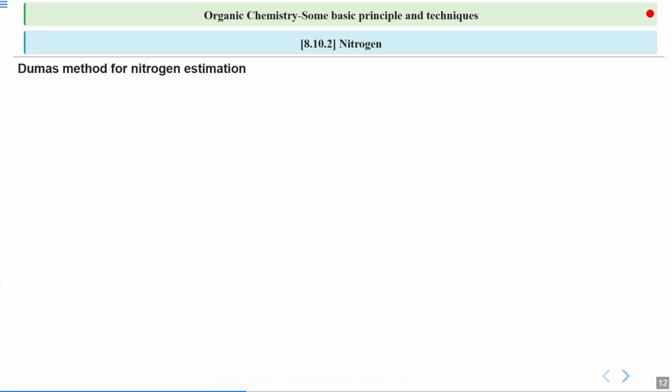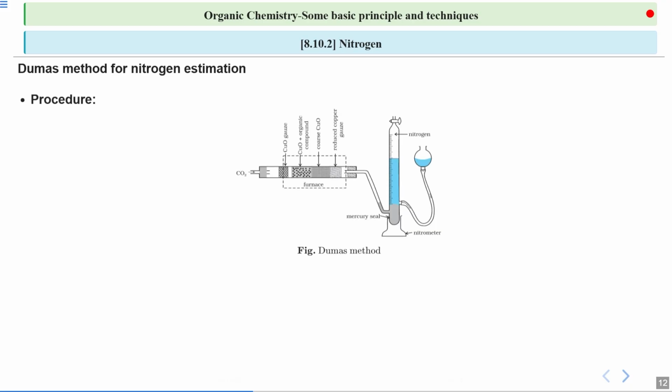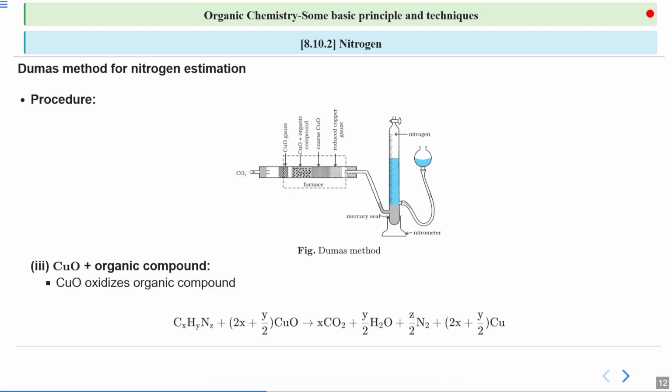Now moving on further in the procedure part. So let us continue. So this was our diagram. Now let us focus on the role of copper(II) oxide, or CuO, in this method. Okay, so we have a mixture of copper oxide and organic compound. We will look upon that. Now copper oxide oxidizes the organic compound, which means it helps convert the carbon, hydrogen and nitrogen into their respective oxides and nitrogen gas. So this is a required equation.